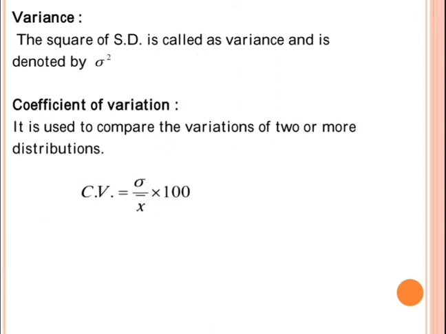And next is variance. The square of standard deviation is called variance and is denoted by sigma square. Next is coefficient of variation. It is used to compare the variations of two or more distributions. CV equal to sigma upon x bar, where x bar is the arithmetic mean, into 100.